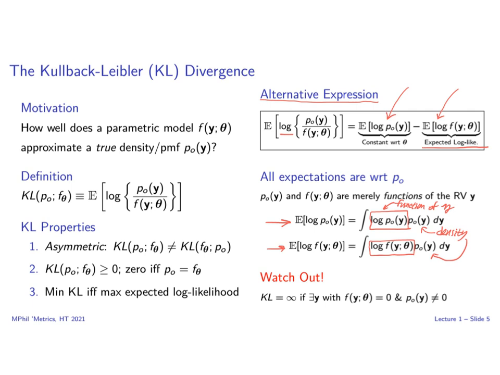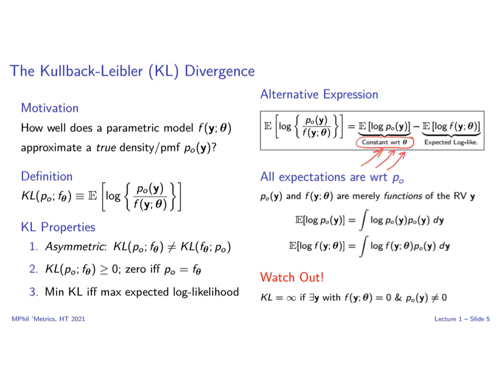And now that we know what these expectations represent, we can see that in fact the first of the two, namely the expectation of the log of p naught of y, in no way involves our model f and in no way involves the parameter theta. It's an integral that purely has to do with the true distribution, p naught. So for that reason, this first term in the Kullback-Leibler divergence is actually a constant as far as any model that we might want to write down is concerned. That's going to turn out to be very important later.